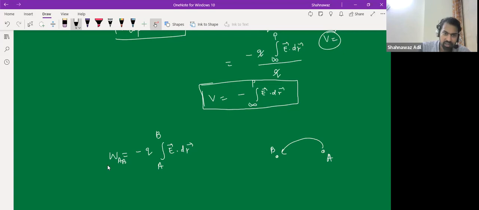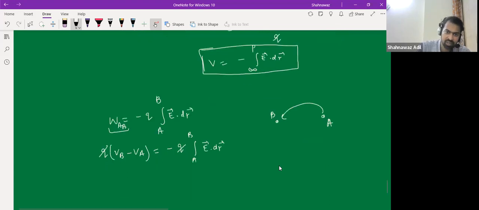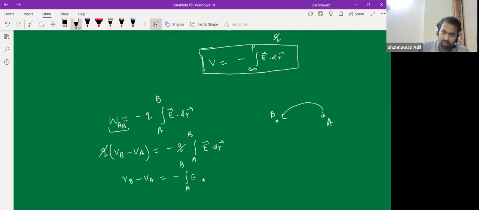And we also know the potential. So work done is Q times (VB minus VA), which is minus Q integral from A to B of E dot dr. So Q gets cancelled and we have the potential difference as minus integral from A to B of E dot dr. So this is the potential difference.